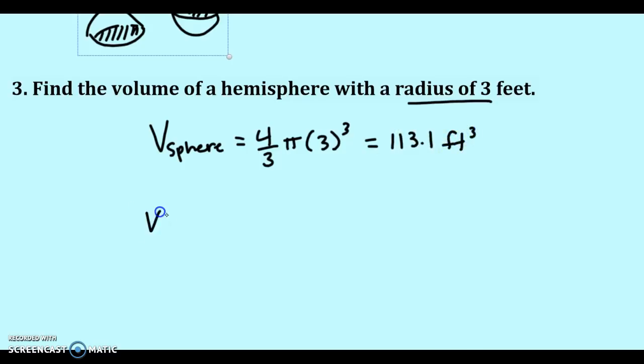But then to find the volume of a hemisphere, all we have to do is divide that by 2 because it is half of that sphere. So 113.1 divided by 2, and I get a volume of 56.6 feet cubed.